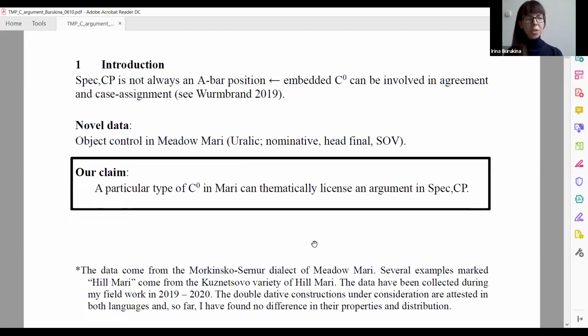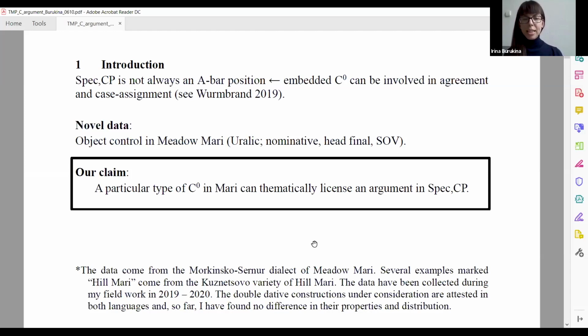And I guess it is already well known in the literature that spec-CP in some languages at least exhibits A-bar properties. So for example, it can be involved in case assignment. And I will try to persuade you that in this Mari language, it can also be involved in theta role assignment. So that a particular type of C head in Mari can thematically license an argument which is merged originally in the specifier position of the embedded CP.